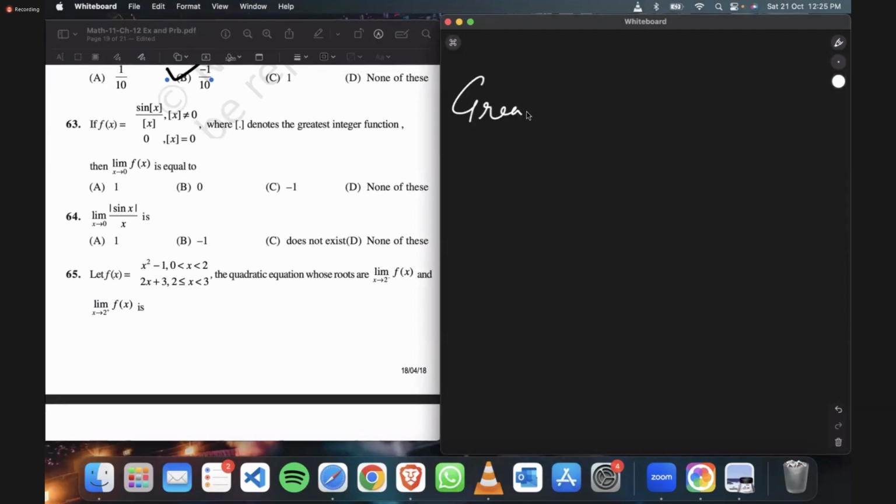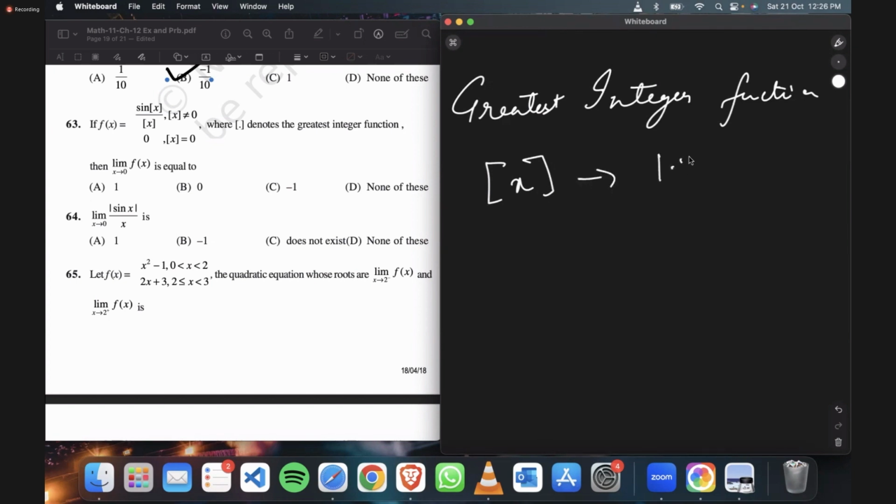GIF stands for greatest integer function. So GIF, you denote it with this. Now it is a step function. What is a step function? Suppose you have put a value of 1.2 in this. So the greatest integer which it contains is 1. So it will return 1. Getting my point? And suppose you have put a value of, let's say, 1.8. Again, it's the same thing. It will return the value of 1.